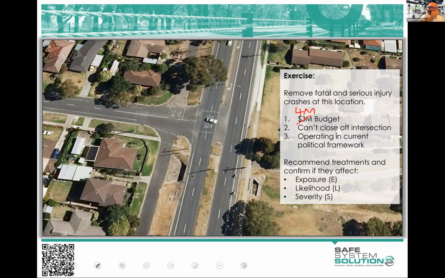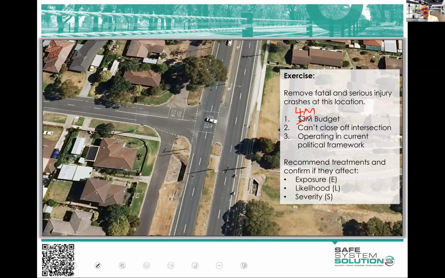You can't close the intersection. So vehicles need to be able to go north, we'll say north is up the page, and south coming out, and they need to be able to get in coming from the north and the south as well. You are operating in your current organizational and political framework. So if you propose something extreme, highly radical, I want a bit of an idea of how you're actually going to get that approved and actually built.